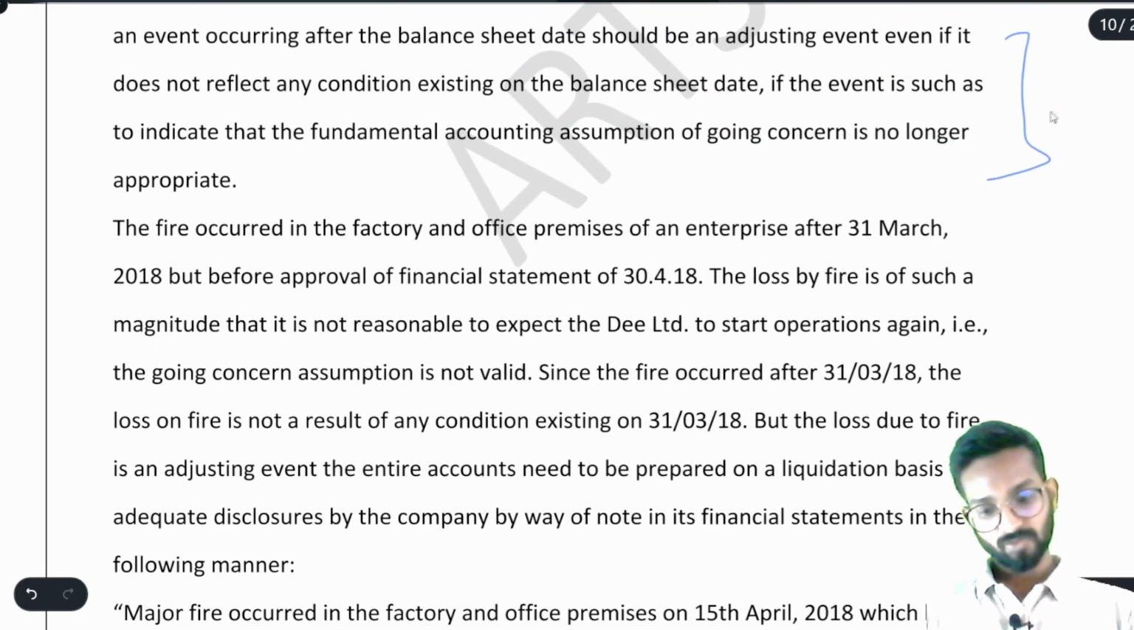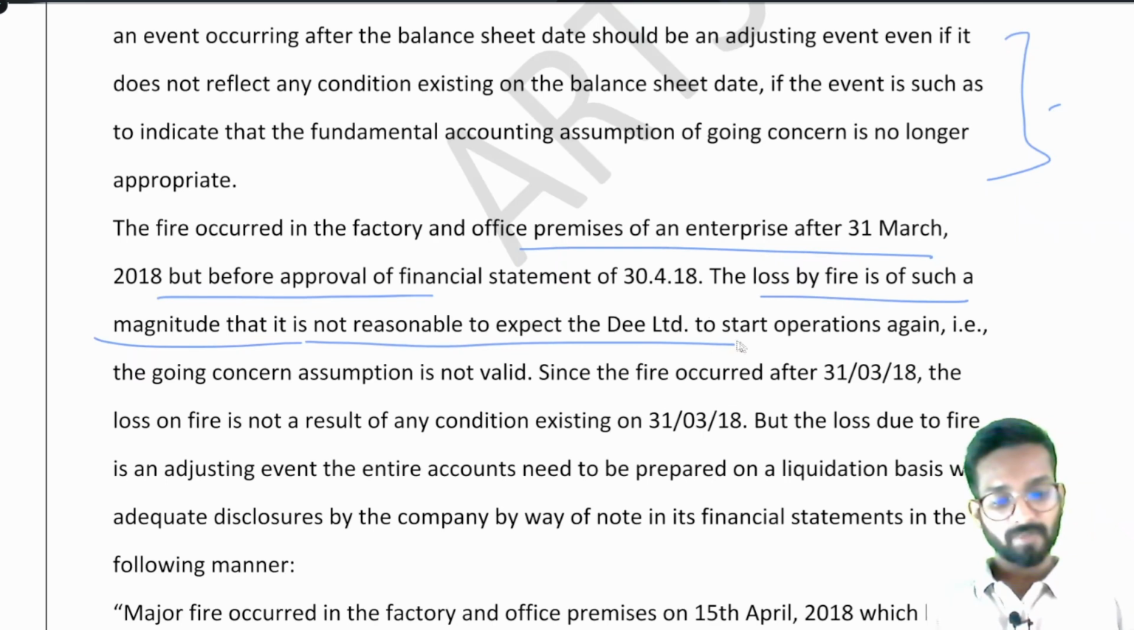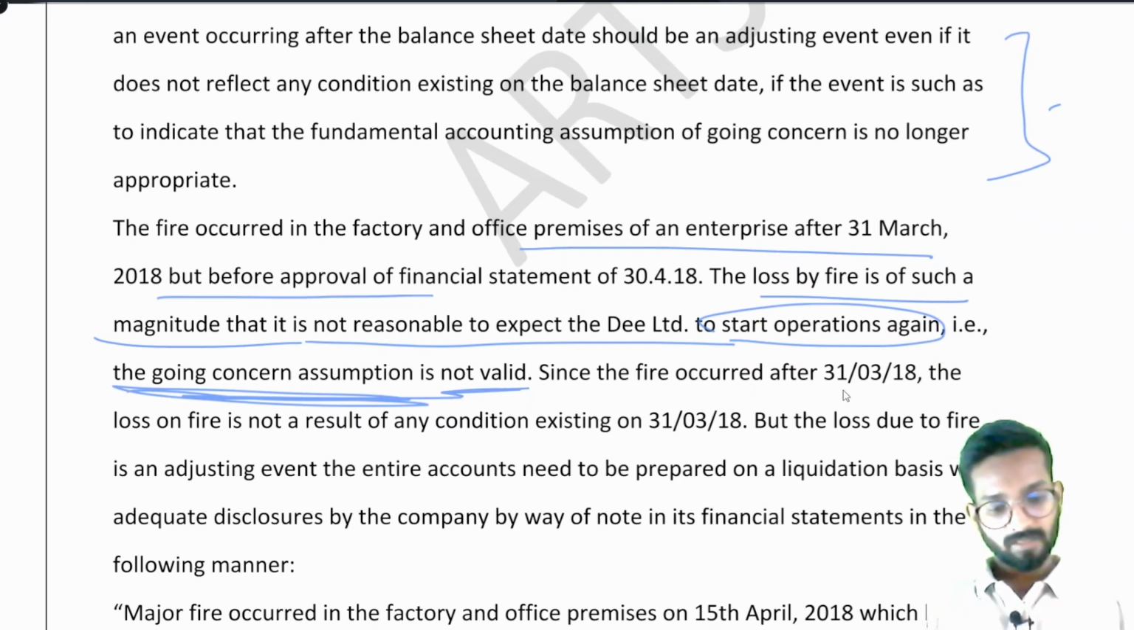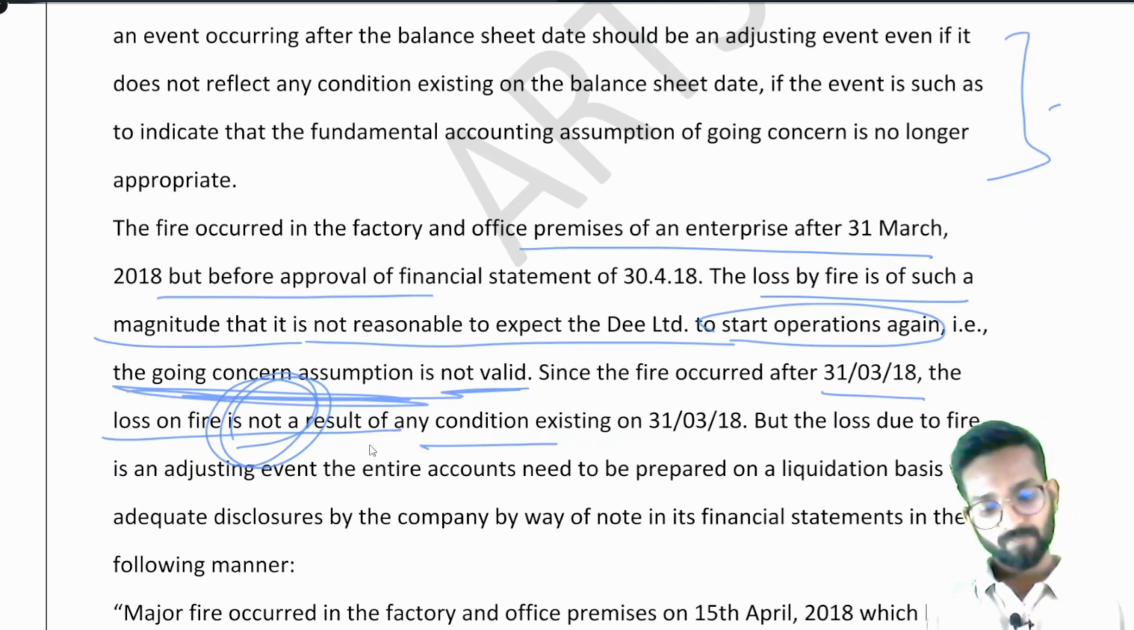See, the first paragraph is the same, we know this obviously. The fire occurred in the factory after the 31st March but before approval of FS. The loss is of such a magnitude that it is not reasonable to expect D Limited to start operation again. That is, the going concern assumption is not valid. Since the fire occurred after 31st March, the loss on fire is not a result of any condition. Obviously, you cannot think that there will be fire in the next month.